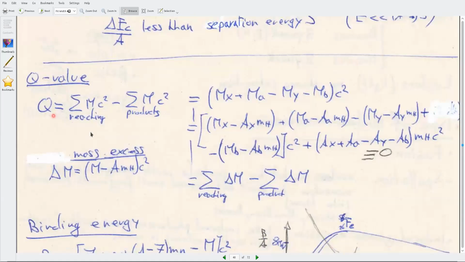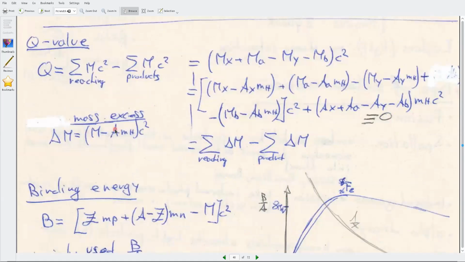Remember, the Q value is the rest mass of the reacting particles less the rest mass of the products. This means the energy that is freed by the nuclear reaction. It can be expressed also in what is called the mass excess, in this way. Usually it's negative because m is less than the sum.